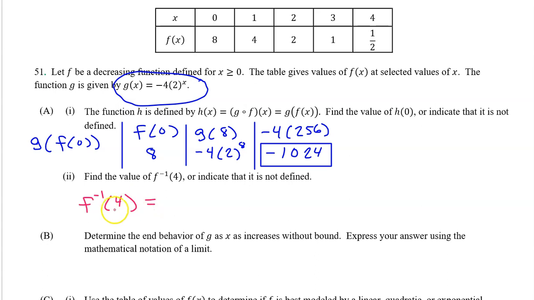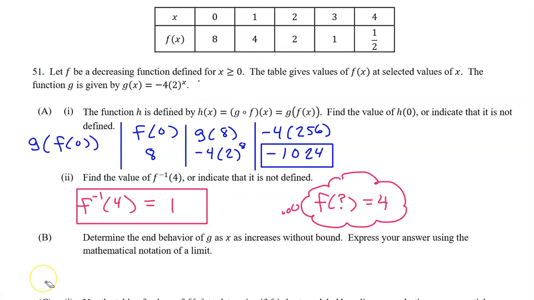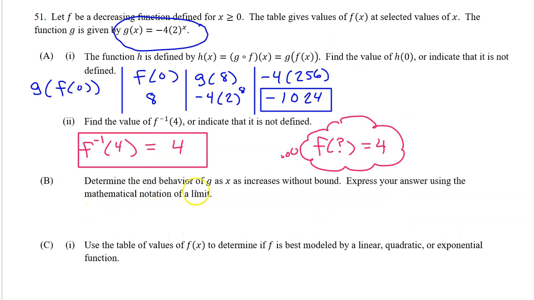For part A2, we need to find the value of f inverse at 4. You can find f inverse at 4 by asking yourself, f at what is equal to 4? F at 1 is equal to 4. So that's the answer. Part B. Determine the end behavior of g as x increases without bound. Express your answer using the mathematical notation of a limit.